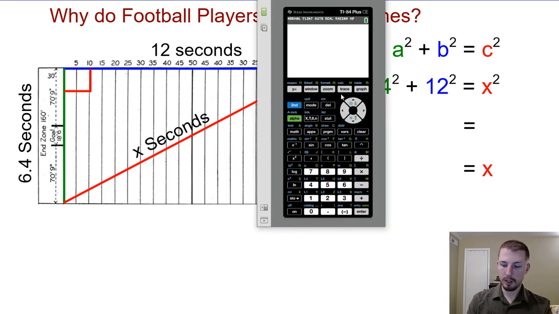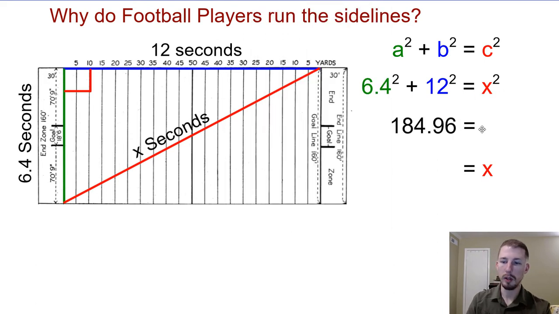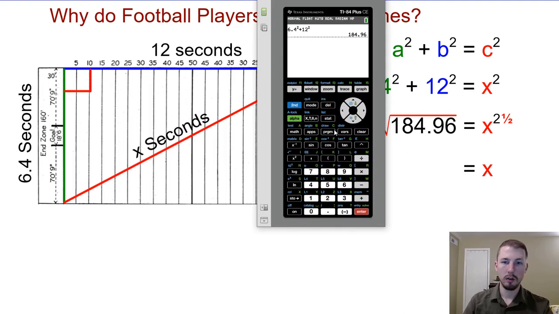So we have 6.4 squared plus 12 squared, which is 144. I already know that one. And then that's going to give us what x squared is equal to, which is 184.96. But I don't want x squared, I want just x. So I have to take the square root to undo the square, so that's the half power. If I do it to one side, I have to take the square root of the other side as well to keep it balanced. Alrighty, so I'm going to do caret 0.5, then hit enter.